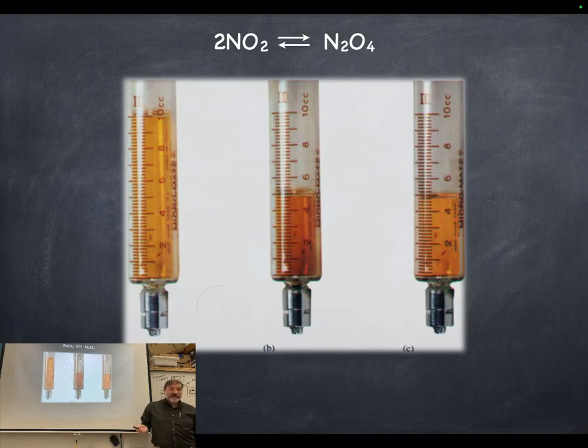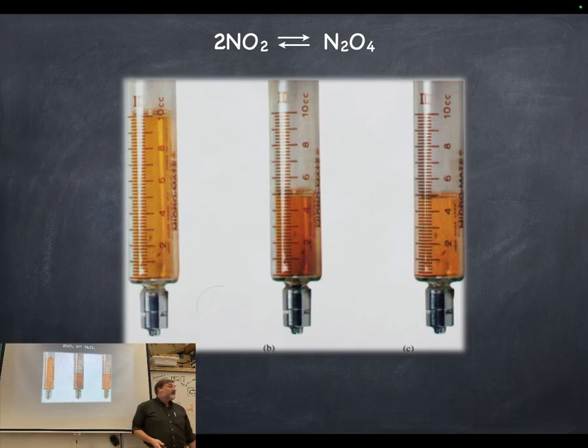Okay. A way to think about it is that when the pressure goes up, the system wants to undo that change. The system wants to have less pressure. It wants to go back to where it was. So it will shift in the direction that will produce fewer particles, lower pressure.